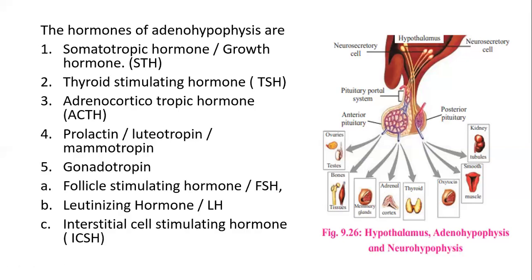Then the next is prolactin, which is also known as luteotropin and mammotropin. Prolactin is unique among the pituitary hormones as it is under the predominant inhibitory control from hypothalamus. Prolactin activates the growth of breast during the pregnancy, and it stimulates the milk production and secretion of milk by the mammary glands after the childbirth. Childbirth process नंतर milk secretion हे कशामुळे होत असतं? Due to the hormone prolactin.